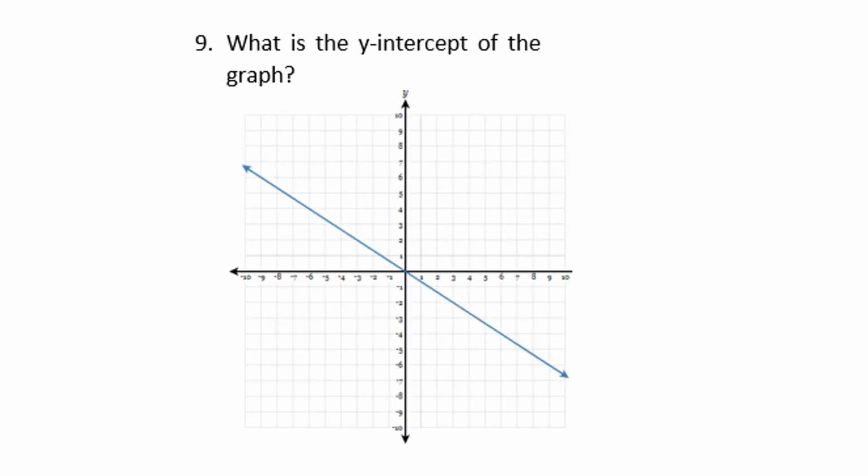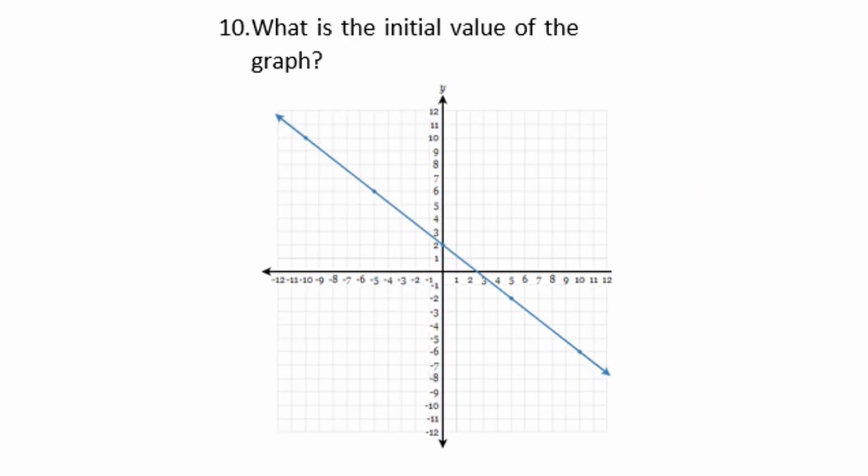For number 9, it asks what is the y-intercept of the graph. Again, y-intercept is represented by the letter b. We always look to 0, and we can see that our blue line actually crosses at 0. So our y-intercept, our initial value, b, is 0. For number 10, what is the initial value of the graph? Again, we're looking for the letter b. B always starts at 0, and we want to see where the line crosses 0, and it's paired up with the +2. So our initial value, the y-intercept b, is +2.